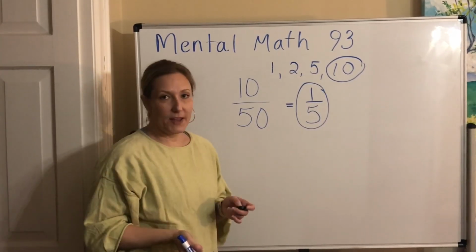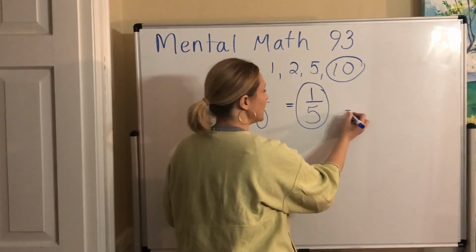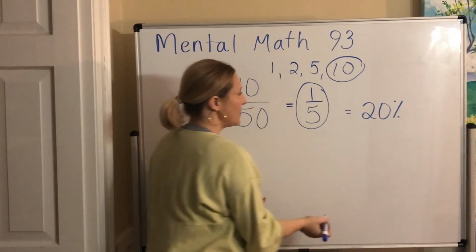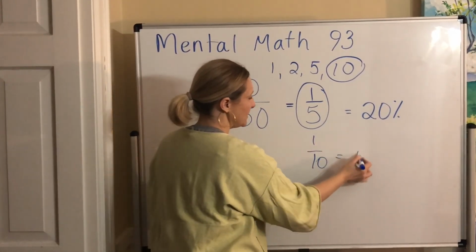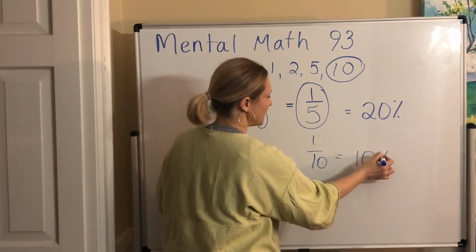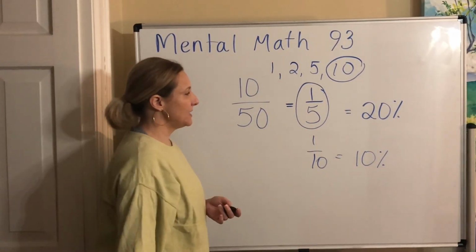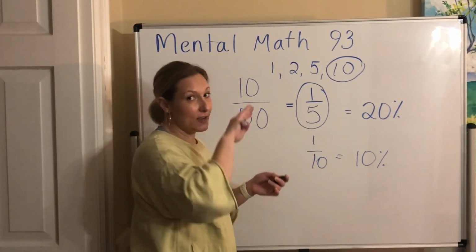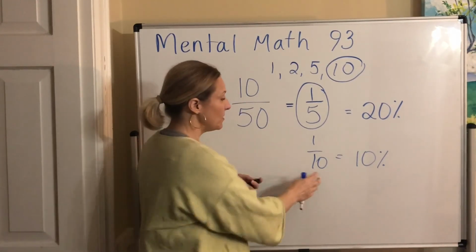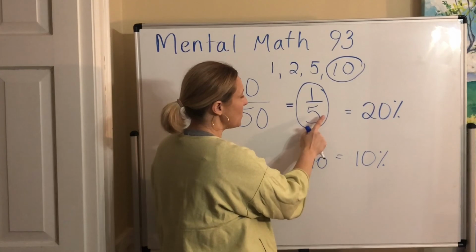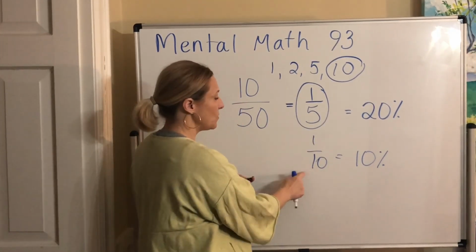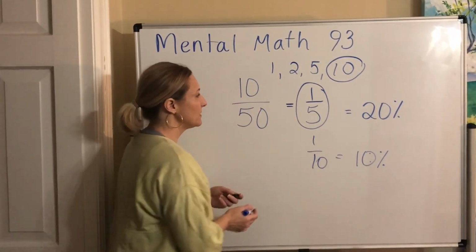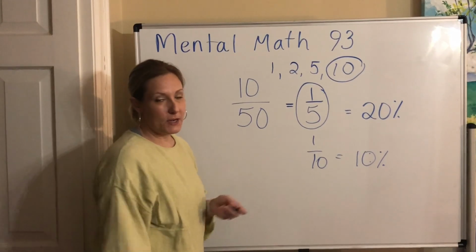And what is 1/5 in percent? Well, we memorized it. 1/5 is 20%. Okay? 1/10 is 10%, right? And 1/5 is twice that. It is double 1/10. So 1 out of 5 pieces is twice as large as 1 out of 10 pieces. So what is twice as large as 10%? 20%. So 1/5 of something is always going to be 20%.